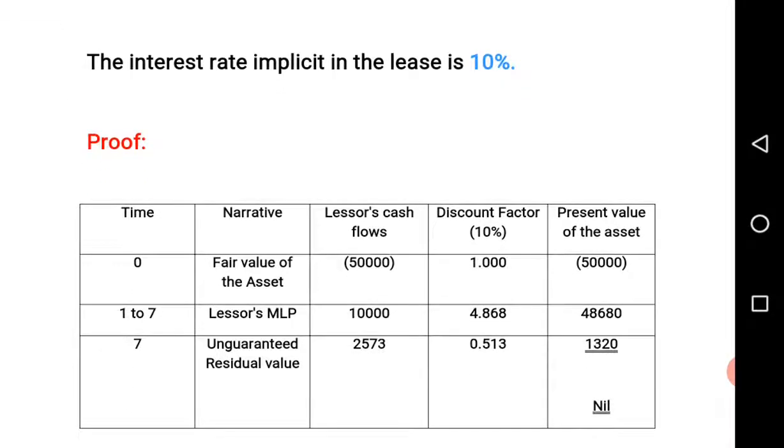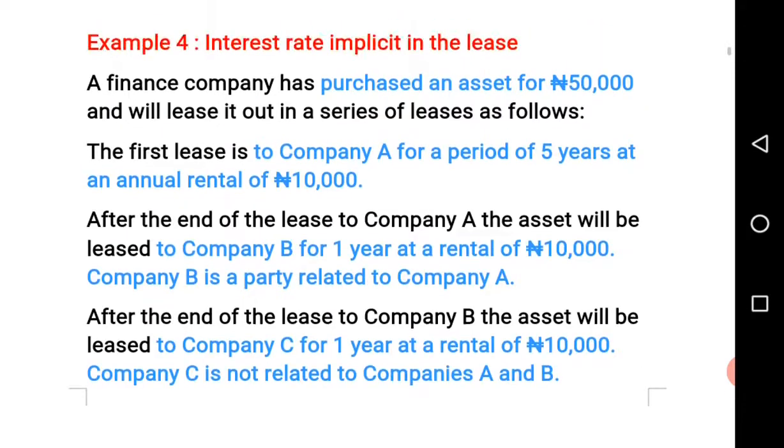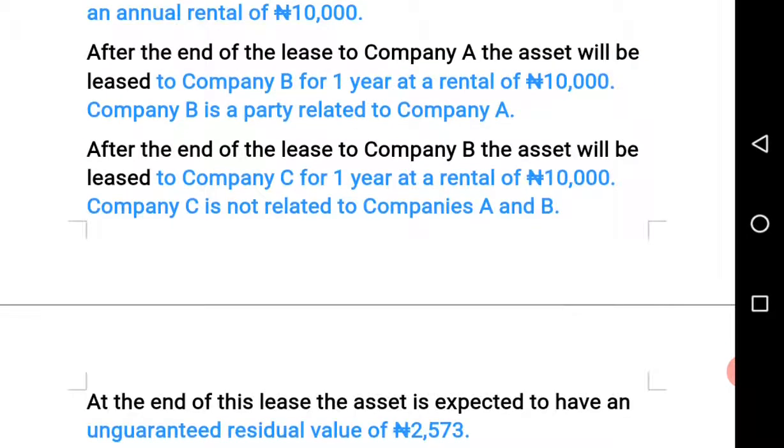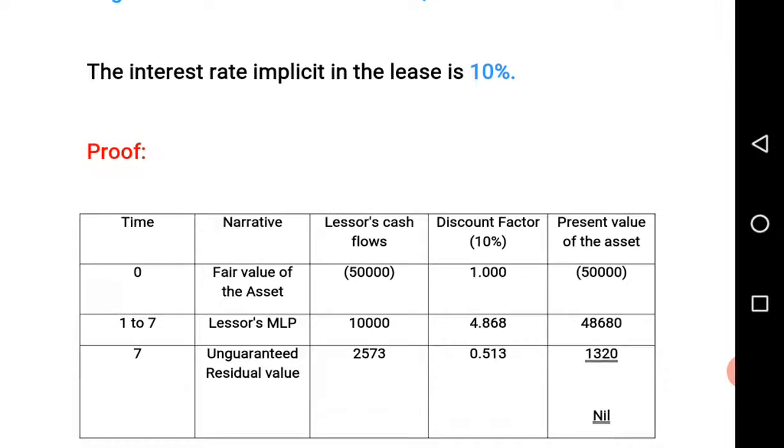The first one, time, narrative, leaseholds, cash flow, discount factor, present value of the assets. Year 0, we have the fair value of the assets, that's the cost of the assets, which was 50,000 here, purchased an asset for 50,000. Then discount factor, at this point we should know how to discount to present value, it's very useful. At 10%, year 0 we have 1, so we multiply 1 by the outflow of 50,000, which gives an outflow of 50,000, still the same thing.